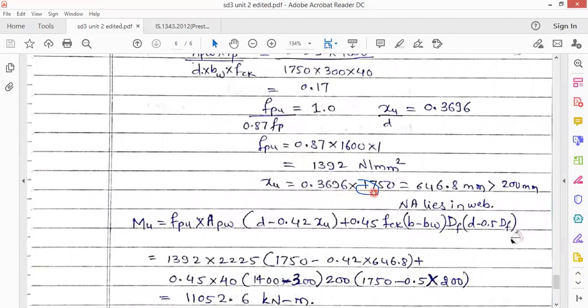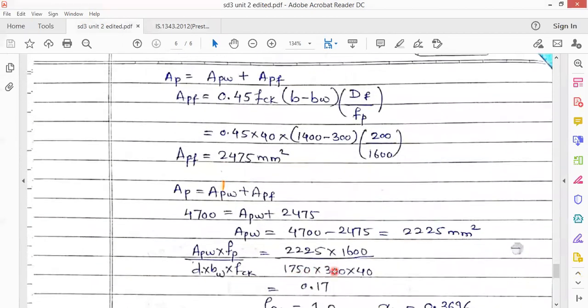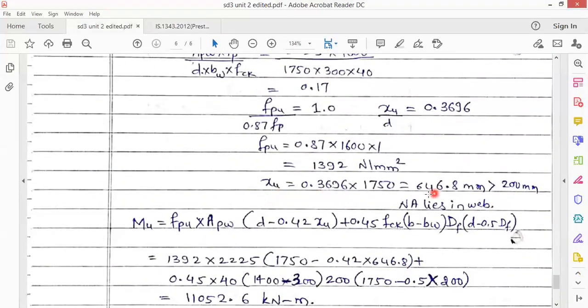So effective depth is 1750 mm, right? So XU I will obtain now. So this XU value is equal to 0.3696 into 1750. That is the value obtained from the IS code. This 0.3696 into D, effective depth 1750. Effective depth is already been given. So I will obtain the value of XU equal to 646.8. But what is the thickness of the flange? It is only 200 mm. So I can say now that neutral axis lies in the web portion but not in the flange.